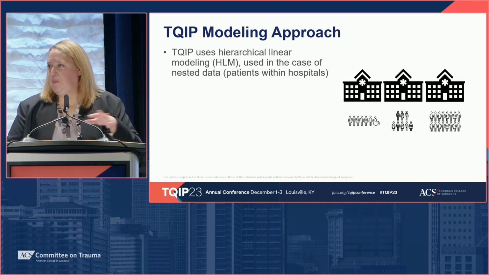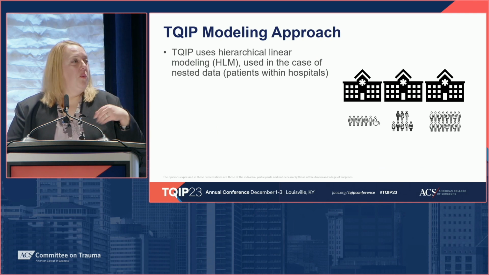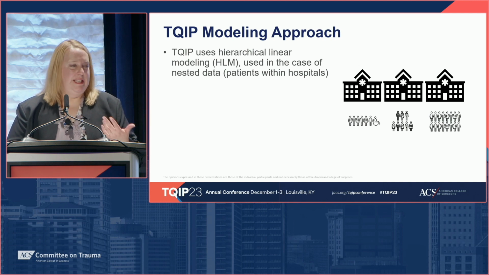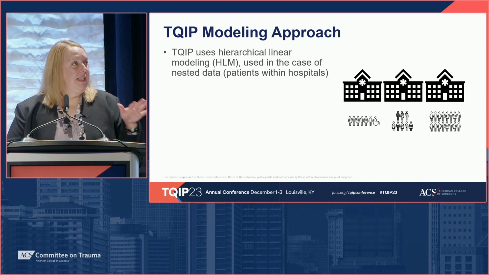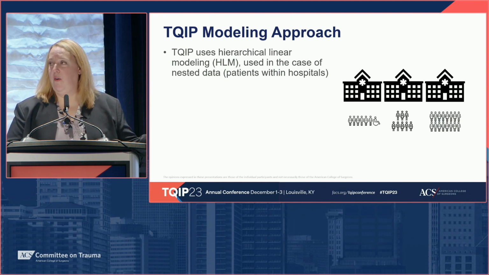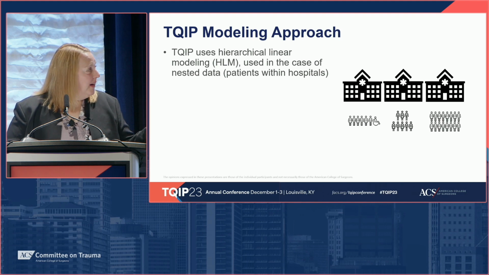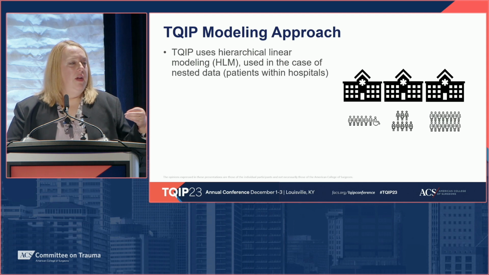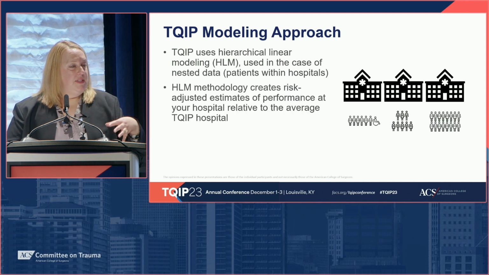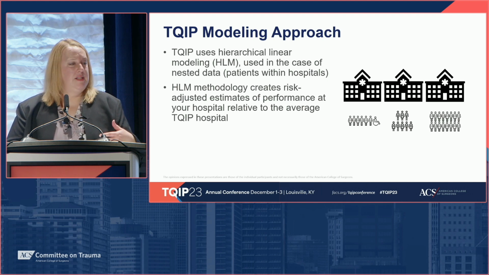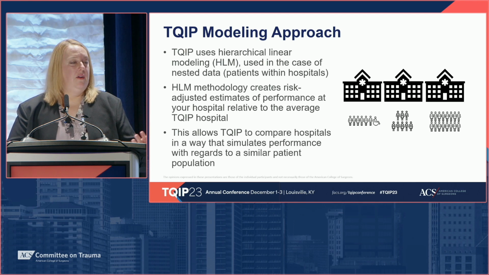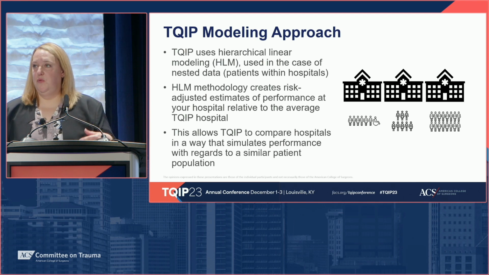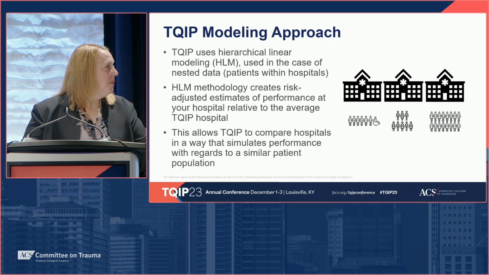We need to account for those patient-to-patient differences in order to quantify those hospital-to-hospital differences, and we do that by using hierarchical linear modeling. This is used in the case of nested data, which is what we're talking about right here. Patients are not independent of each other simply because they are seen within the same hospital as each other. So this methodology creates risk-adjusted estimates of performance at your hospital relative to the average TQIP hospital, and that allows TQIP to compare hospitals in a way that simulates performance with regard to a similar patient population.